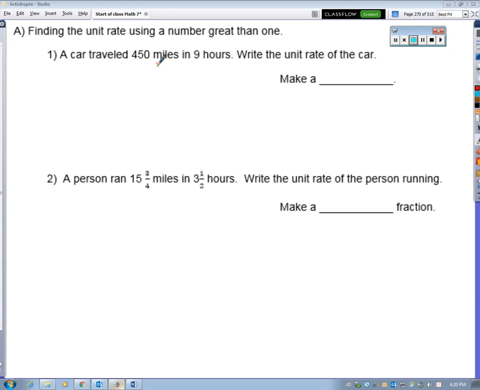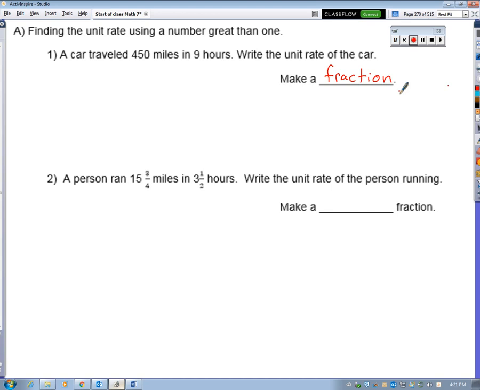Alright, here's what we're going to do. For all unit rates, we're going to make, and don't get scared when I write this word, guys, a fraction. Now don't freak out on me, because I already told you, remember, fractions are just a division problem in disguise. Don't let them freak you out anymore.